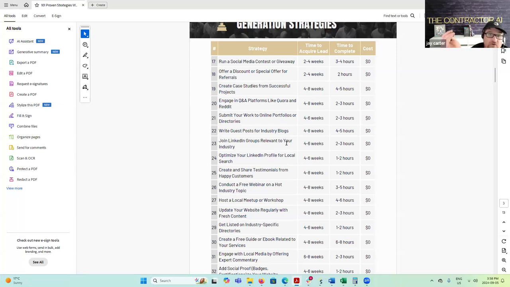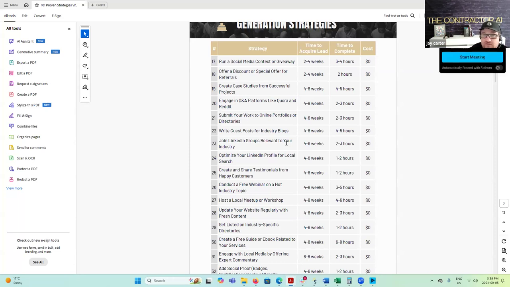No CTA, just true value. You can have a soft CTA in it if need be, but create that first piece of content. And we're going to talk next week about copywriting frameworks, so how to write this and how to get ChatGPT to create it for you.